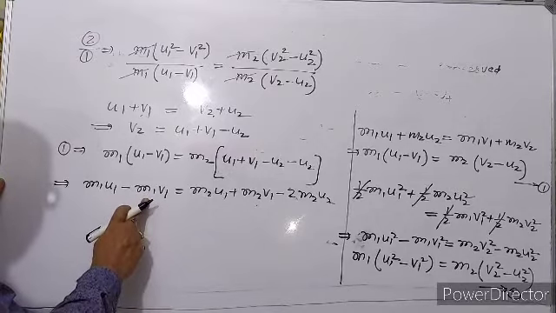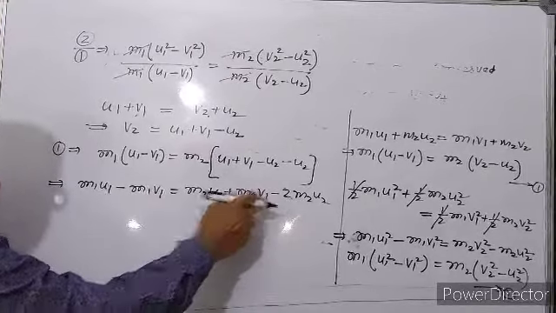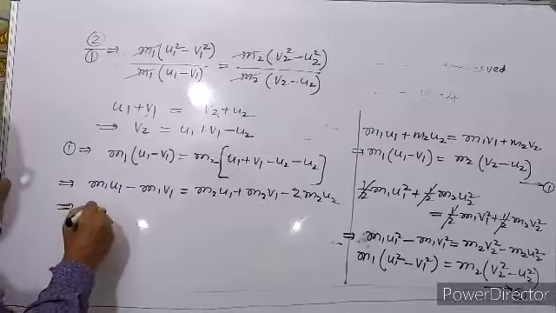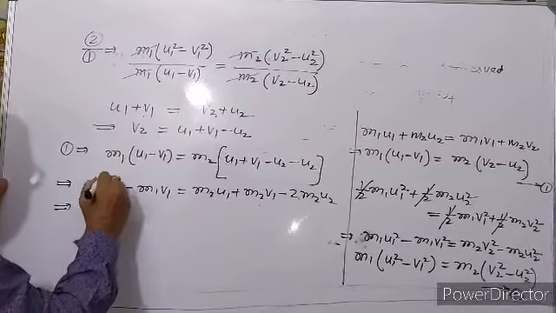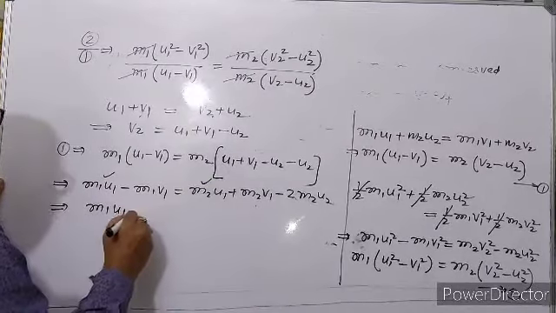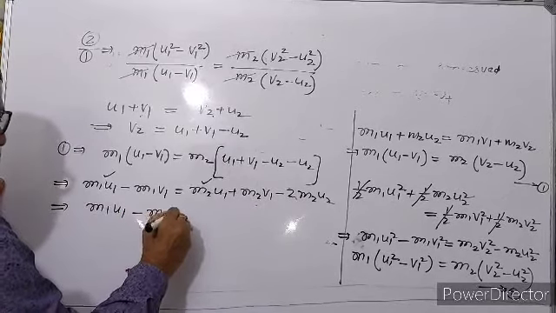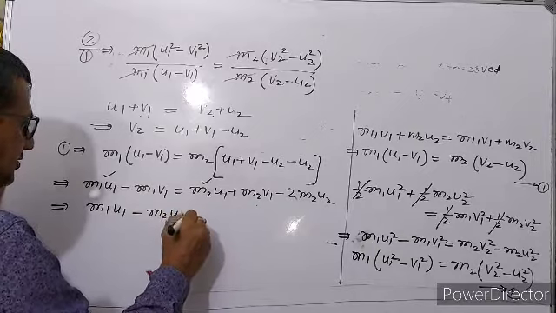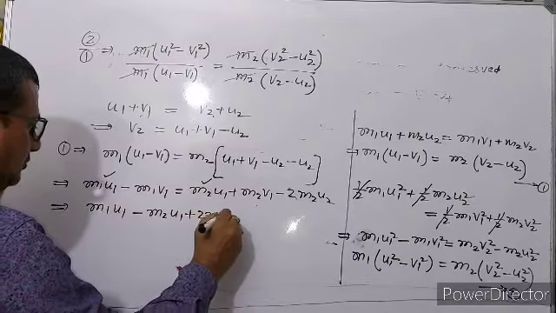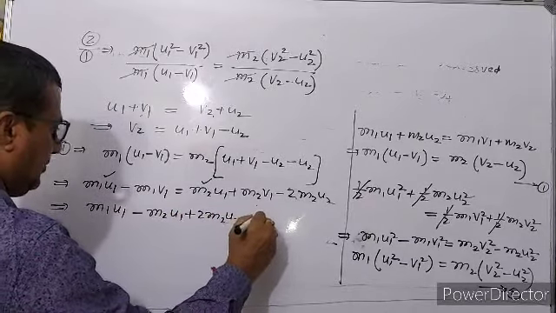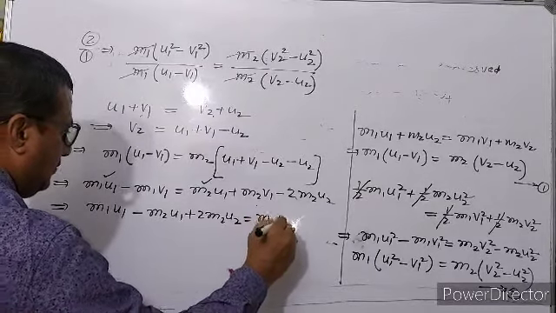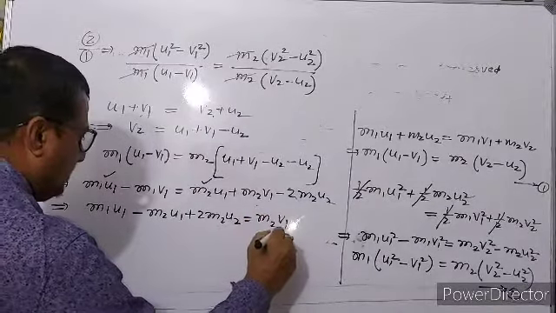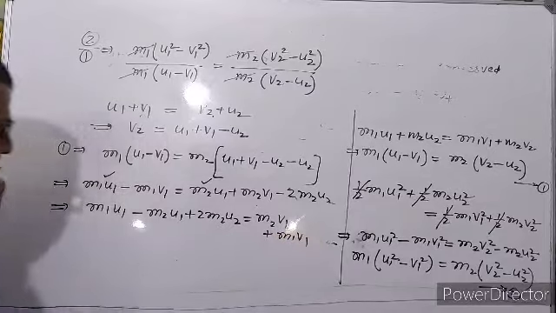Now here is v1, here is also v1, so always taken on one side. m1 u1, this one, m2 u1, and this will be taken this side, plus 2 m2 u2. This will be equal to m2 v1 plus m1 v1.